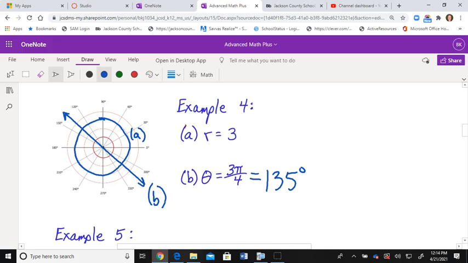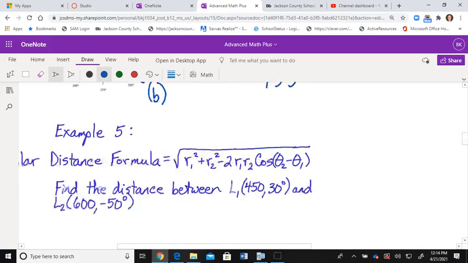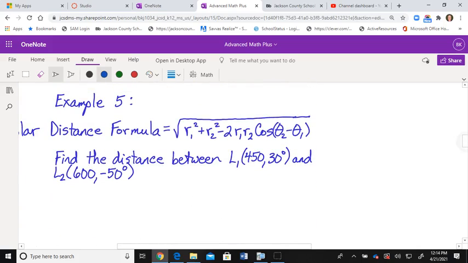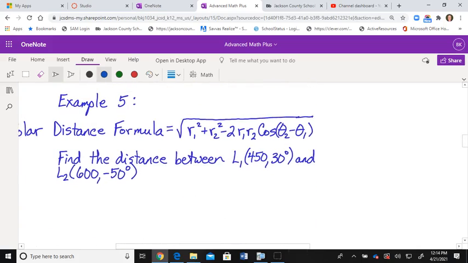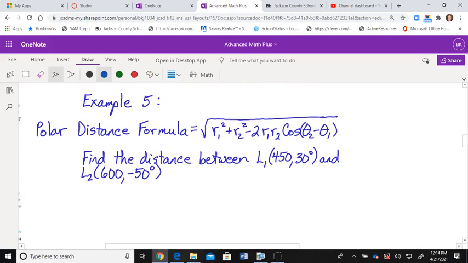Example 5. Just like we find the distance between regular points, we also find the distance between points in polar coordinates, okay? Do we have to remember that? You have to remember it, but I'm going to give you a way to remember it.